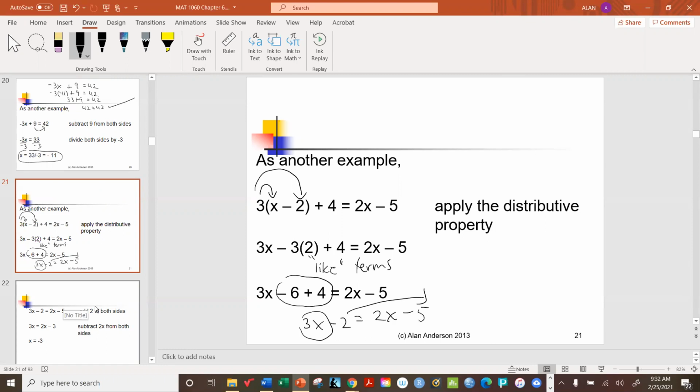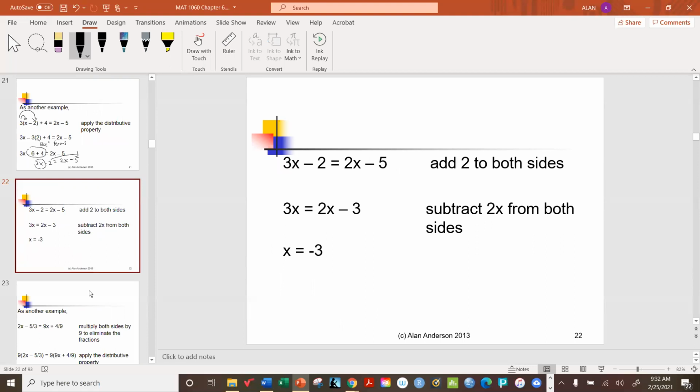So let's jump ahead to the next slide where we're going to do exactly that. Okay, now let's add 2 to both sides to get rid of this one. 3 equals 2x minus 3. Now this has to get moved over here by subtracting it. Okay. And that's our final result.